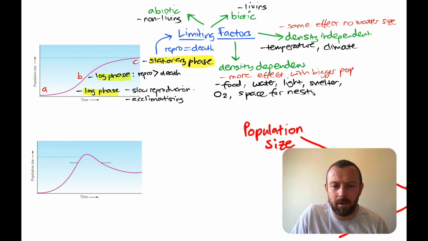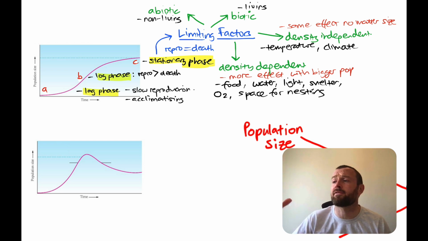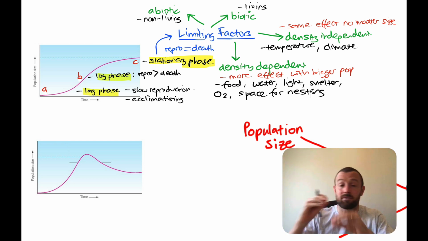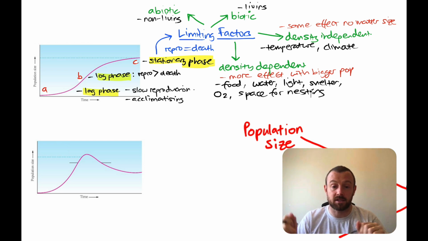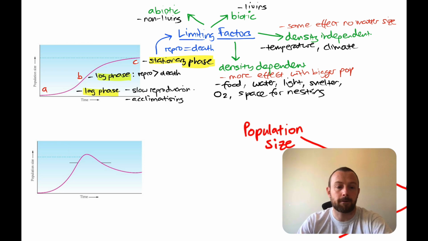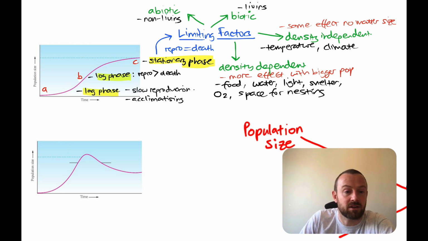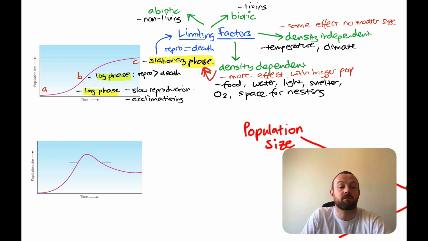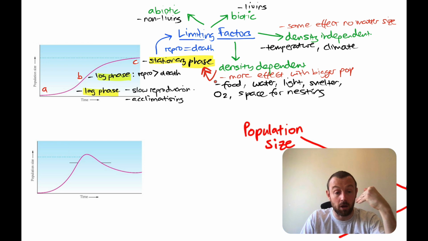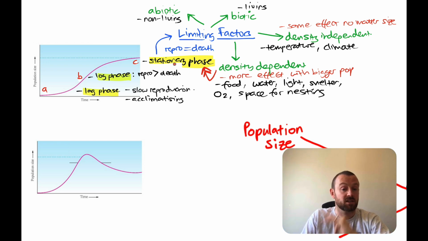Okay, so if we're thinking about, say, seabirds nesting on a cliff, there's only a number of little ledges where they can sit and have their eggs, so that might be a density dependent factor. All these density dependent factors are really the ones that cause stationary phase. I'm just going to do a little arrow like that. It's a sort of funny arrow. So it's the density dependent factors that, when the population gets large, build up and have a large effect, and they cause us to reach stationary phase.